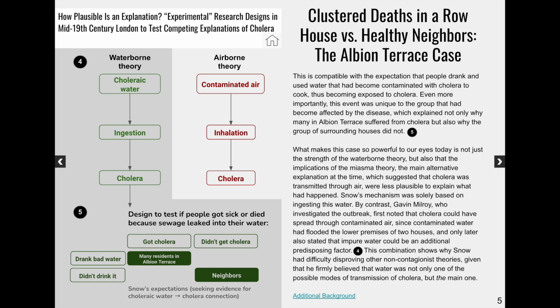This was compatible with the expectations of the waterborne theory, but even more important is that this was unique to the group that had become affected by the disease, which explained why the people who suffered from cholera came from there and not from the group of surrounding houses.